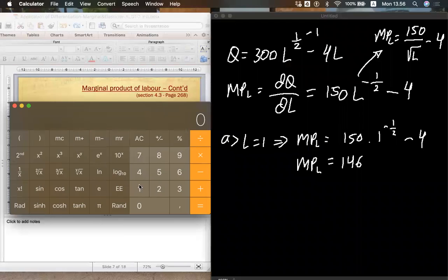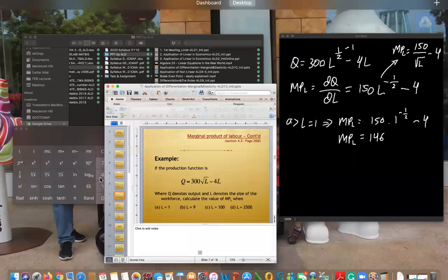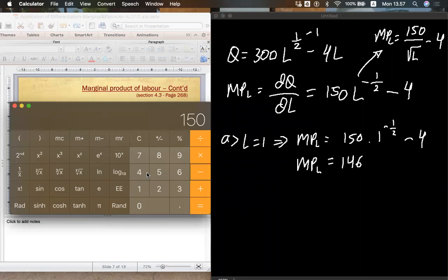So 1, x, minus, how to create minus? 0.5, half minus, and then it becomes 1. 150 times 1, 150 minus 4, 150 minus 4, 146.